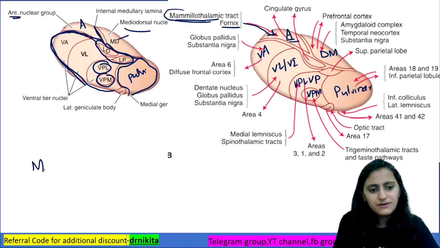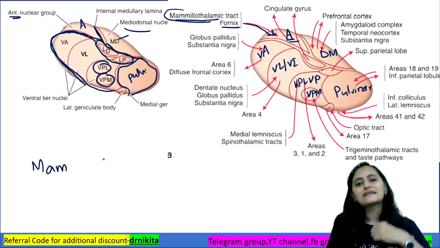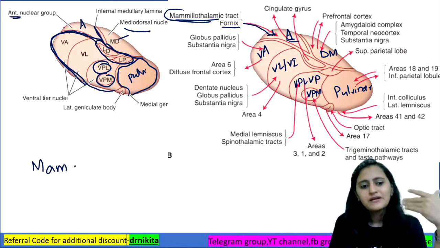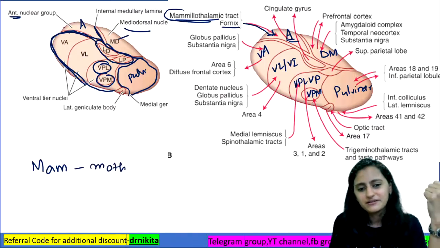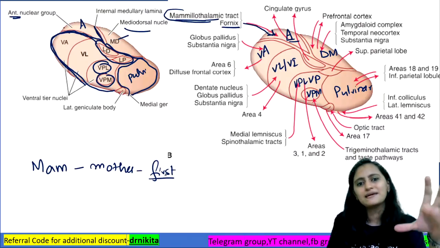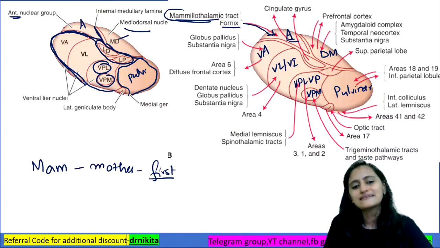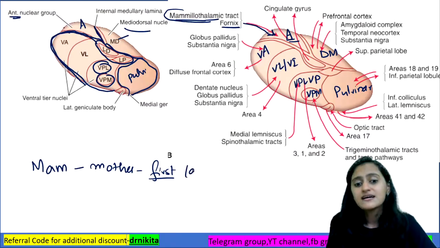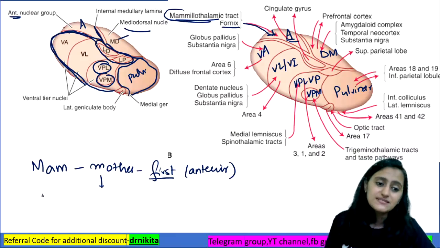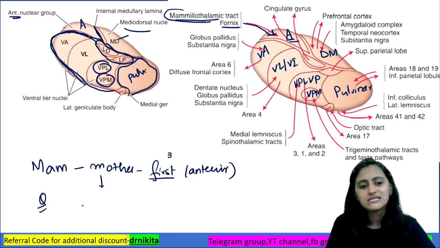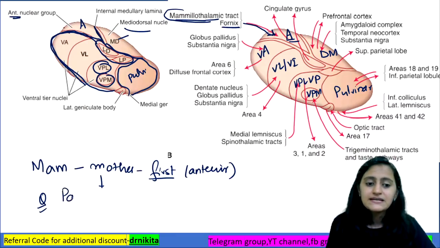So how do we remember this? From mammillo, we remember mammary, or the mother. So always the mother comes first. Mammillary, the mother, comes first, that is anterior. Now this also forms part of which circuit? This is a question which I remember was asked during our times as well. It is a very frequently asked question.